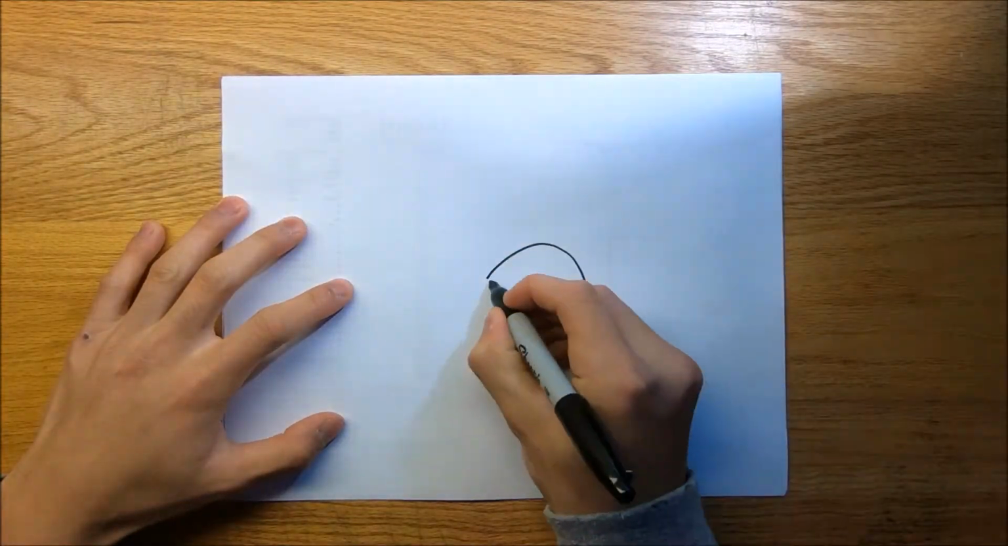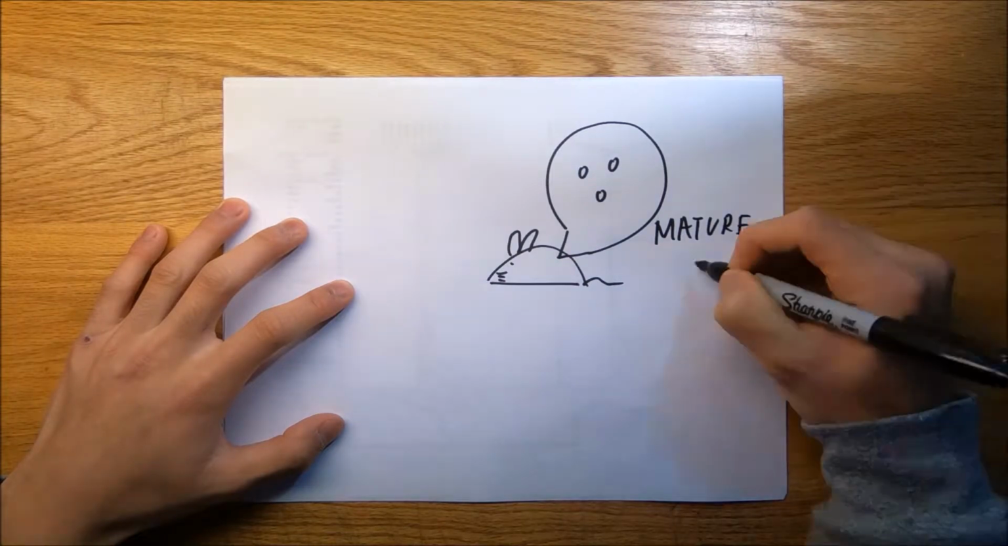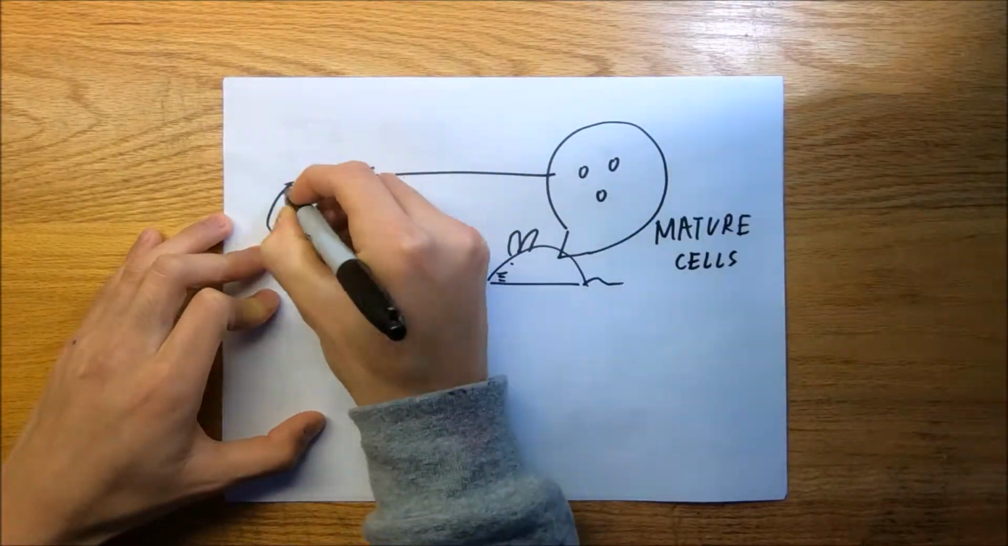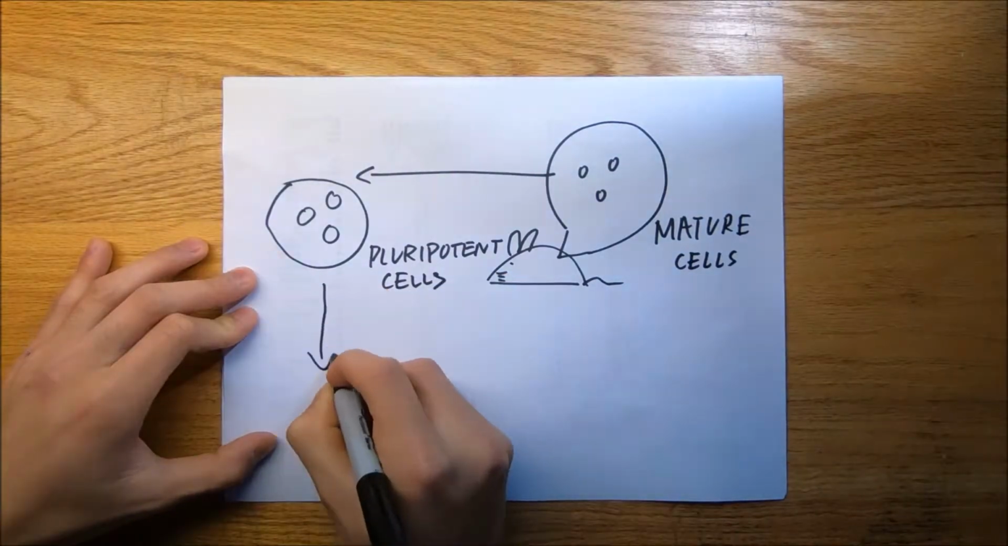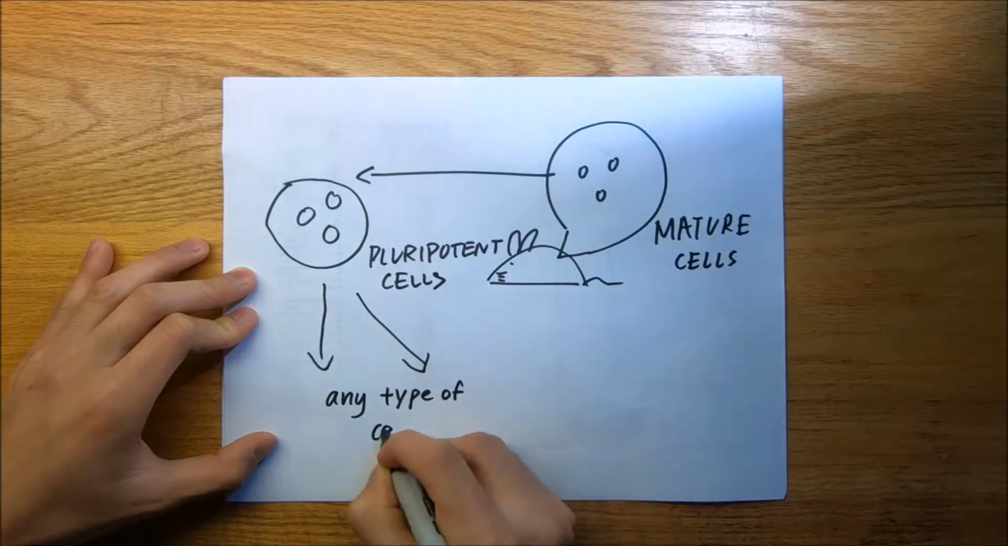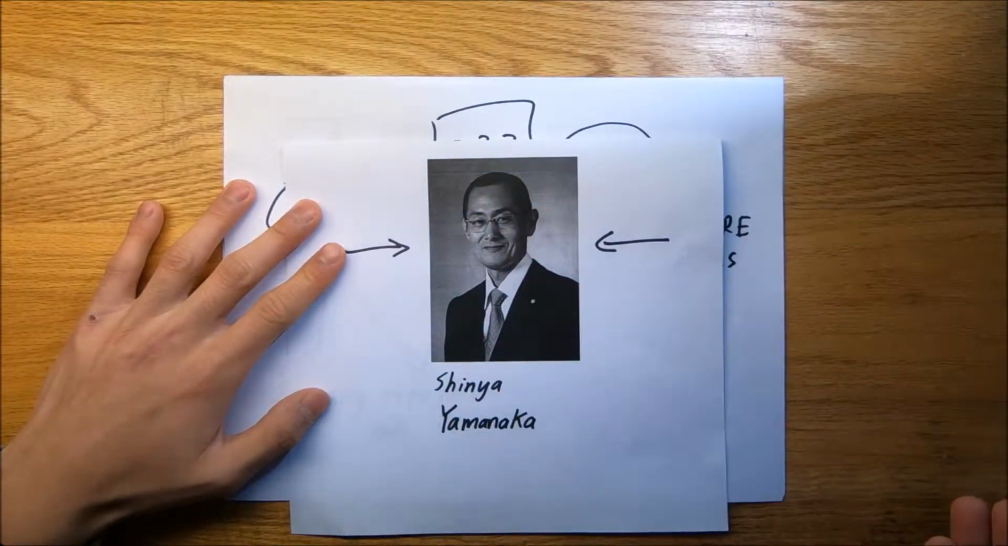So this is a mouse. Imagine if you could take the adult cells from this mouse and somehow reprogram them into a pluripotent stem cell that could eventually develop into any type of cell in the body. Well, that's exactly what this man, Shinya Yamanaka, did in his lab in 2006.